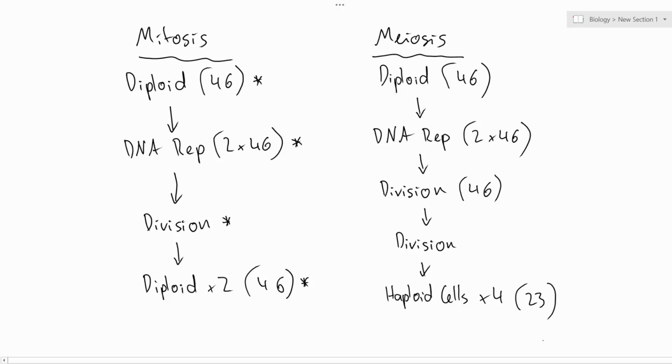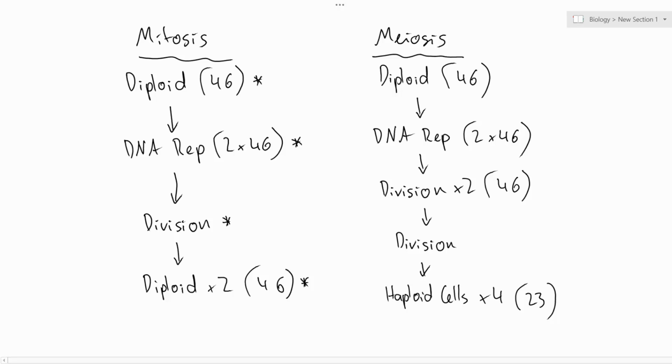So I just need to go back to this step here. When we get our division of our original diploid cell with a double set of DNA, we get two diploid cells with 46 within. So what's going to occur in meiosis is we get a diploid cell doubling its DNA and then dividing to create two diploid cells, but then they divide again. So we get two diploid cells dividing into what we call 4 haploid cells. So each of these will have 23 chromosomes within.